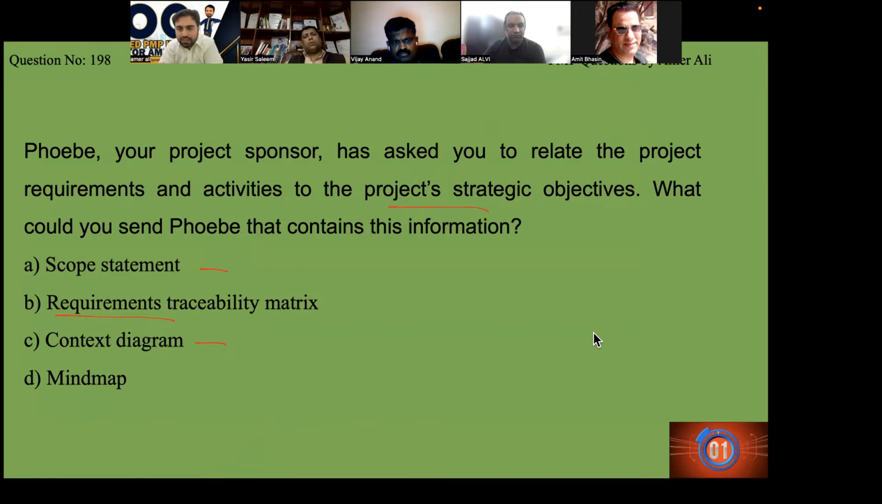The context diagram is not the answer at all, because we don't map here. Requirement traceability matrix maps from start till end. B is the right answer. Scope statement only tells you what is there. Context diagram only shows input and output. It does not show the strategic goals. Scope statement gives you what you need to do and what you don't need to do. It does not map it out with the strategic objective. Okay. Requirement traceability matrix.